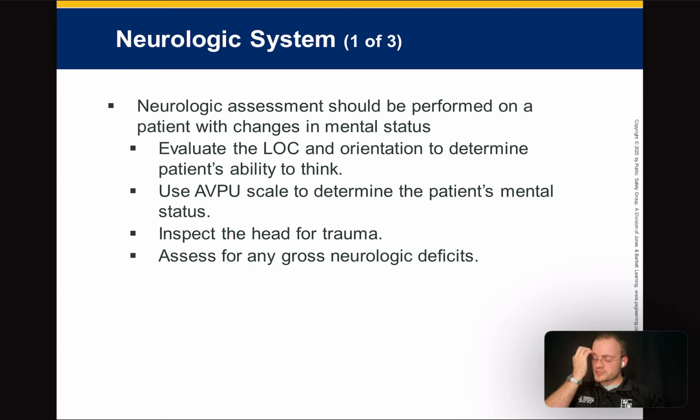What's a gross neurological deficit? This could be someone who can't blink, or someone who can't speak, or someone who has garbled speech, like Broca's aphasia or Wernicke's aphasia. So these are all things that we look for clinically for gross neurological deficit.